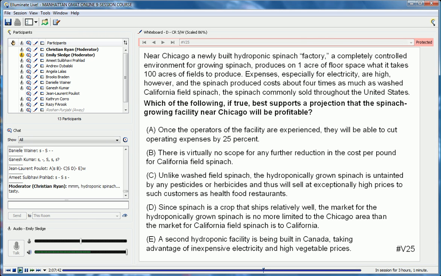Most of you, let's talk about the conclusion first. Andrew, would you grab the mic and talk about what you saw as the conclusion of this argument? And what did that imply about what you needed to look for in the choices and draw from the premises?